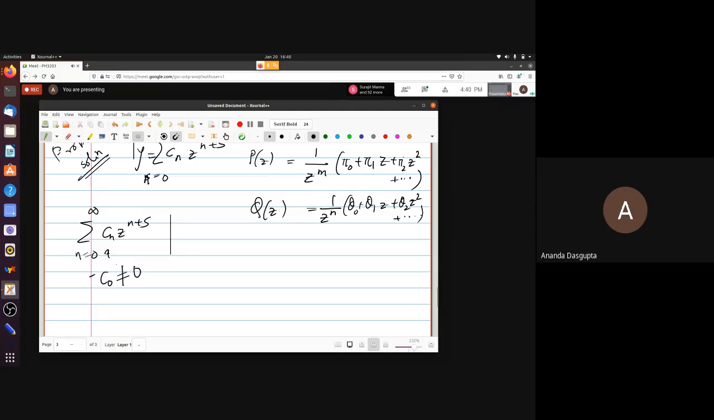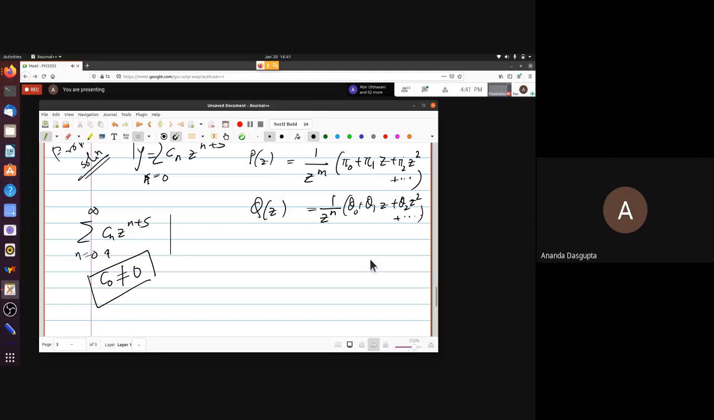C0 cannot be 0. This is one thing you know, simply because if C0 is 0, then you will not call that C0. All you're saying is that this series starts with the lowest power of z to the s. Wherever it starts, you call that power s, and hence the coefficient of that power has to be non-zero. Okay, that's the basic thing.